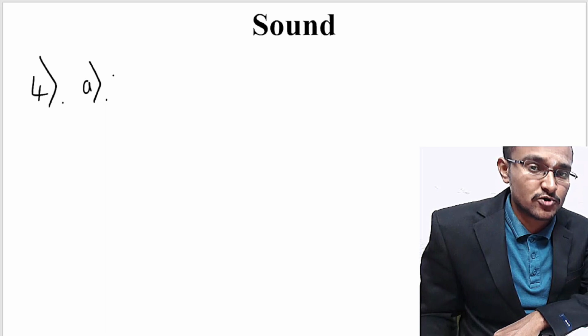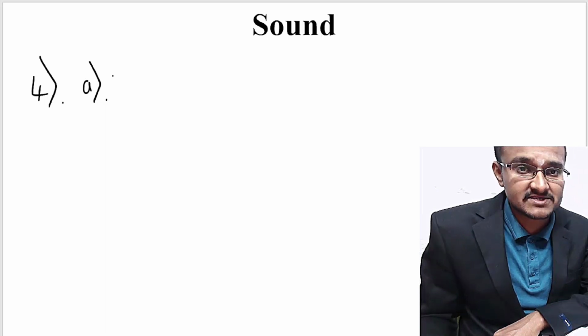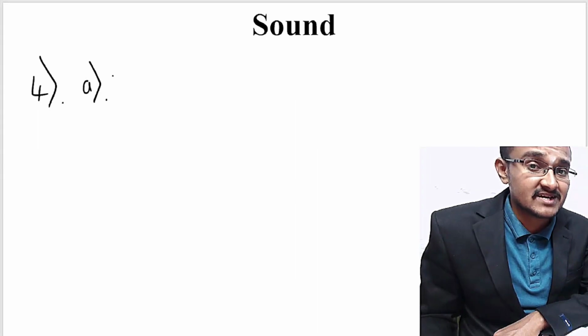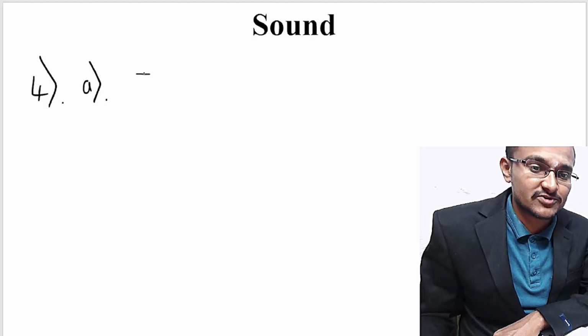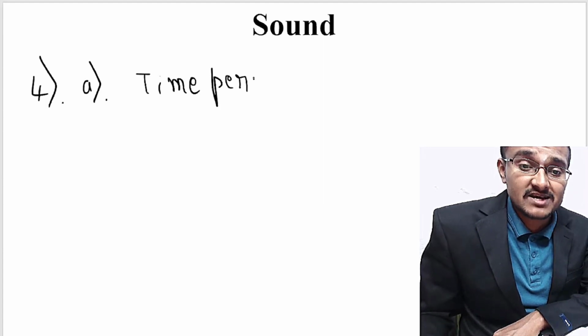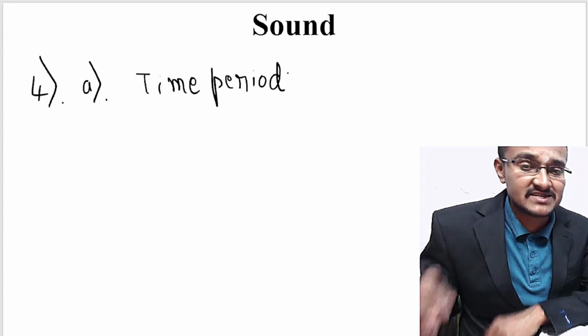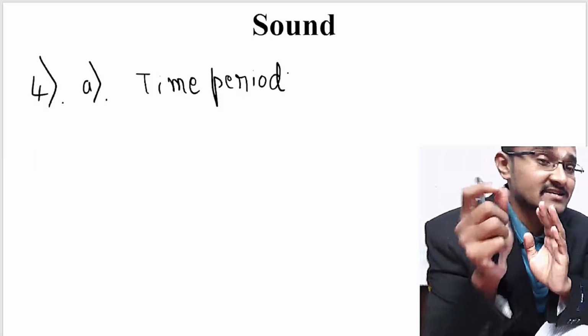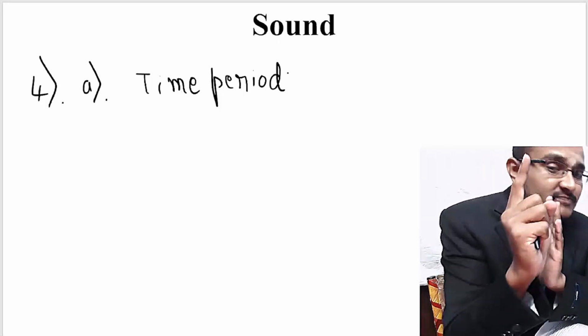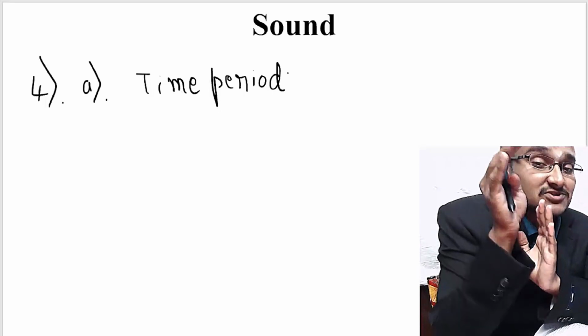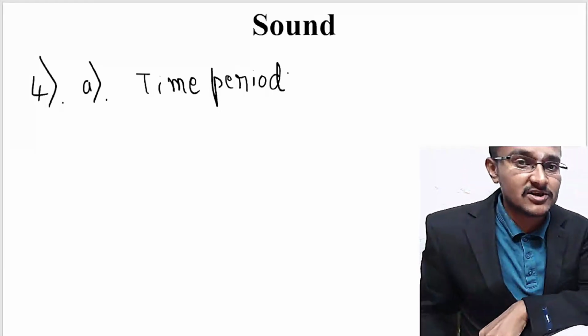So coming to the fourth question, they have asked fill in the blanks. Coming to the first question in this particular fourth question, time taken by an object to complete one oscillation is actually known as what? It is actually known as time period, because the number of vibrations which happen in 1 second is actually frequency, and the time taken for one vibration to happen is actually the time period of that particular oscillation.